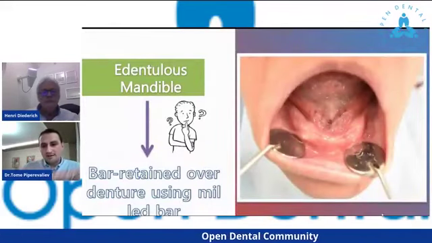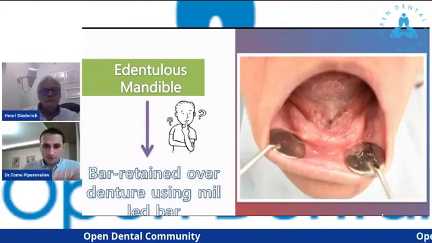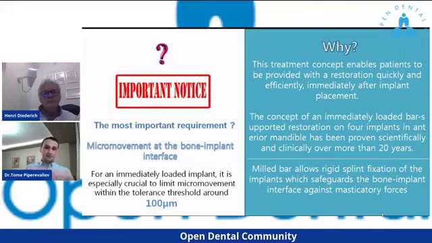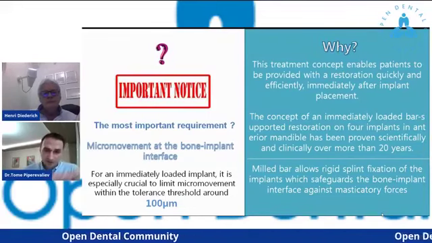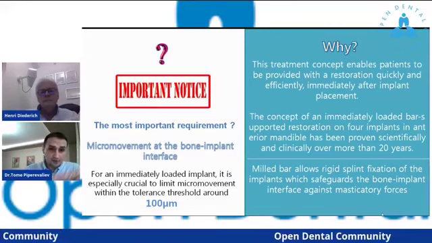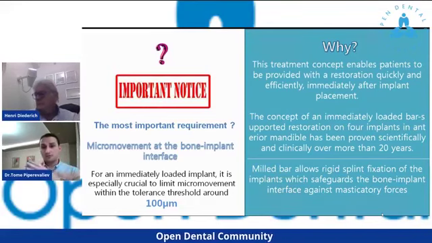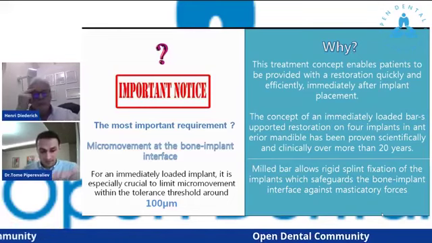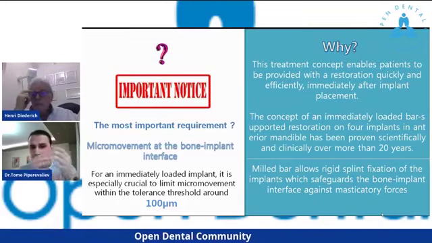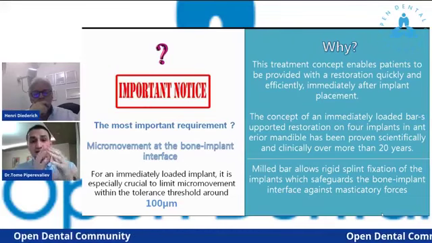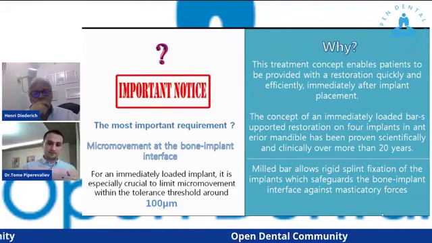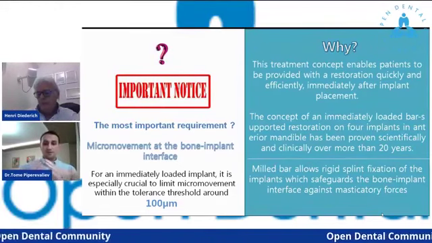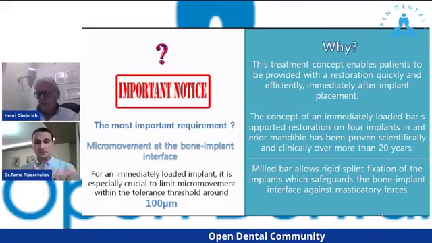So why did we decide to use this treatment solution for this case? Because this concept has been scientifically and clinically proven for more than 20 years. This concept enables our patients to get a restoration quickly, efficiently, and immediately after implant placement. And a very important thing is that the milled bar plays a role as a rigid splint fixation over the implants. This rigid splint fixation acts as a safeguard to the bone implant interface against masticatory forces.